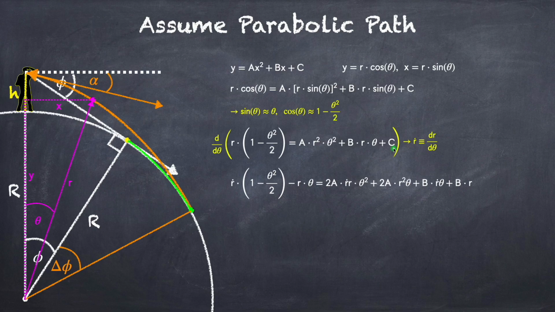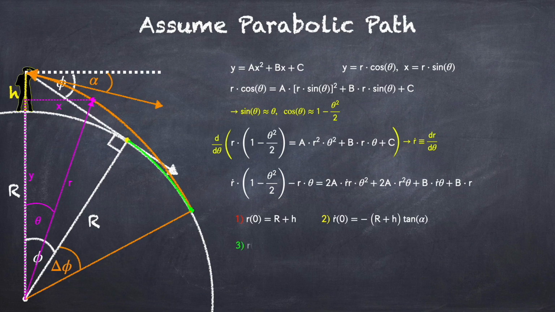Now we have to match boundary conditions for these two equations, meaning we have to match the conditions at this point and this point, both position and derivative. So, first boundary condition, if theta equals 0, the radial position has to be r plus h, because that's what this hypotenuse of the triangle is. The next condition is that the derivative of r at theta equals 0 has to equal the position, which is r plus h, times tangent of alpha, and it's negative because we're looking down.